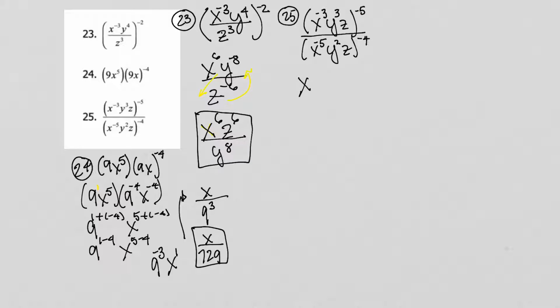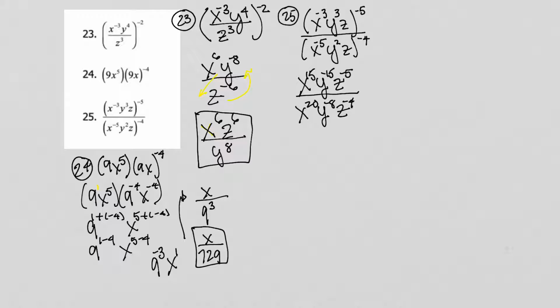So we're going to have x to the, now what do you get here? Negative 3 times negative 5 is positive 15. Y to the positive 3 times negative 5 is negative 15. And then z to the, really there's a 1 here, right? 1 times negative 5 is negative 5. Over. Let's distribute this negative 4 in. So I'm going to take that to each one of these factors. So it's going to be x to the negative 5 times negative 4 is 20. Y to the 2 times negative 4, which is negative 8. And then z, well, that's a 1, times negative 4 is negative 4.